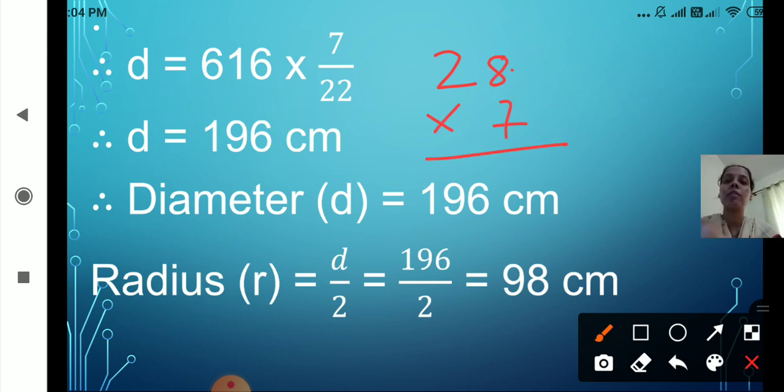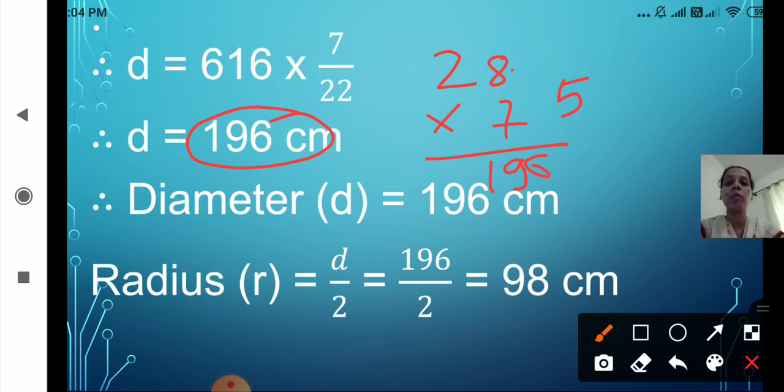7 8s are 56, 6 here, 5 carrying, 7 2s are 14 plus 5, that is 19. So what is the answer? See here, 196 centimeter. Okay, hope you are clear with this. So if the circumference is given, first we will find out diameter. So what is the diameter now? 196 centimeter. Now this is diameter.